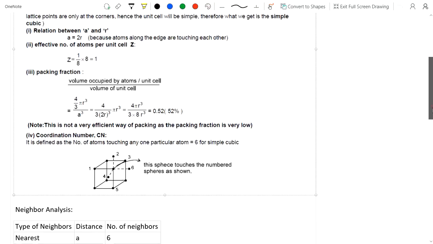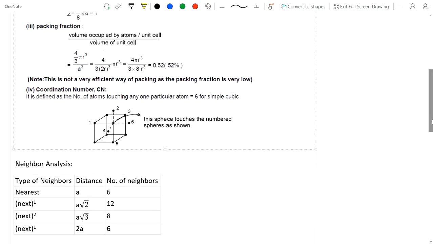Now the next analysis that we can do is neighbor analysis. Let me explain what we mean by neighbor analysis. In this case we are going to find the nearest neighbors to a particular point. Again you can take this as a reference point. The nearest atoms to this particular atom are at a distance A, which is this length, and there are 6 such neighbors, which we just calculated. Similarly, the next nearest neighbors are going to be at a distance of A root 2, basically the face diagonal atoms, and there are going to be 12 such atoms. The power raised to 2 signifies next nearest neighbors.